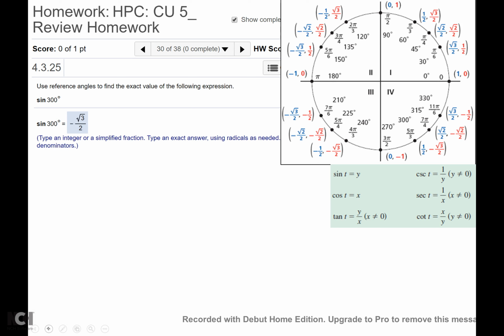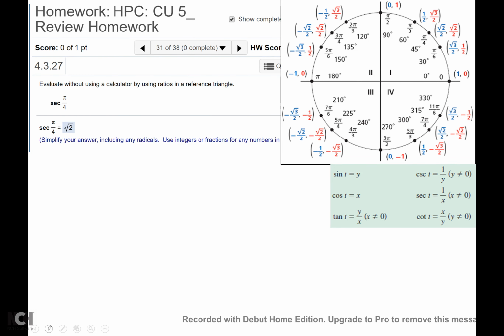Okay, use reference angles to find the exact values of the following expression. Sine of 300 degrees. 300 degrees is right here. And sine is y, which is negative square root of 3 over 2.